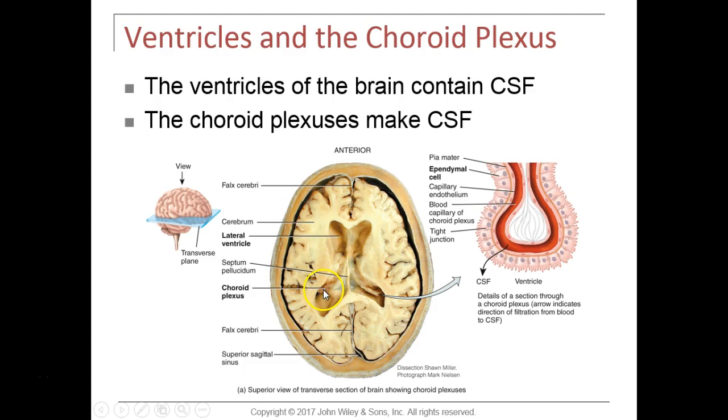ependymal cells, which is a neuroglial cell involved in the production of cerebrospinal fluid. These choroid plexuses are located in the ventricles. So the choroid plexus contains special capillaries surrounded by these ependymal cells, and the ependymal cells have the job of filtering plasma from the blood and producing the fluid which we call cerebrospinal fluid. As these cells produce this fluid, it flows inside of the ventricle.